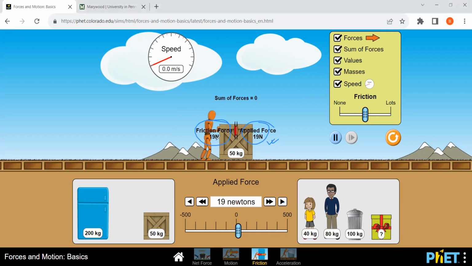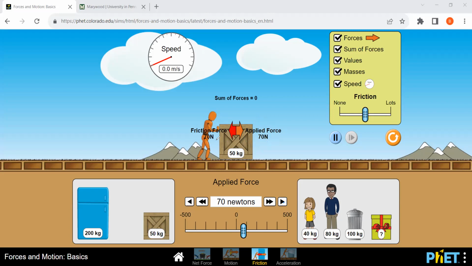Let me increase it to 20 Newton. So you see that again 20 Newton is balanced by 20 Newton. How about 70 Newton? Okay, so I now change it to 70 Newton. You see that it is at rest. That means the 70 Newton applied force is balanced by friction force. So that means the force is not enough to move this box.